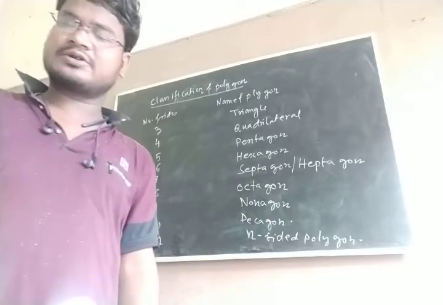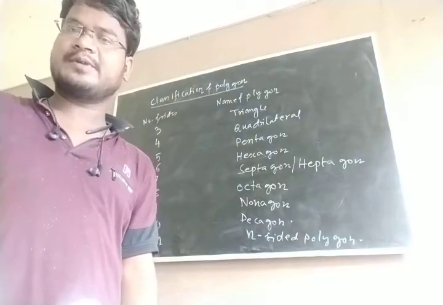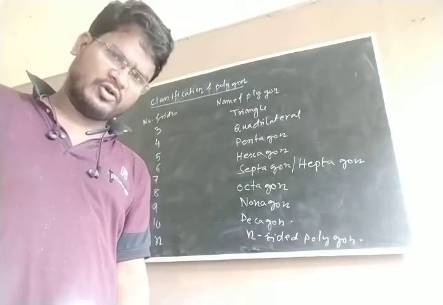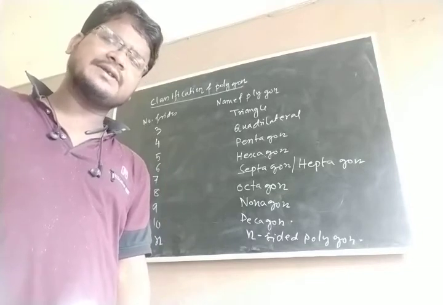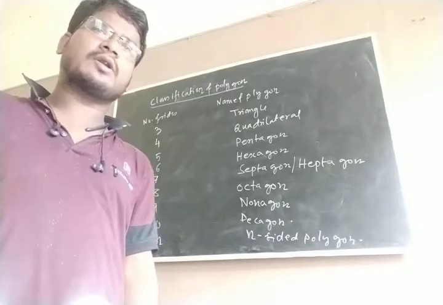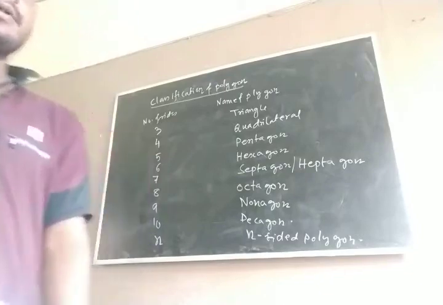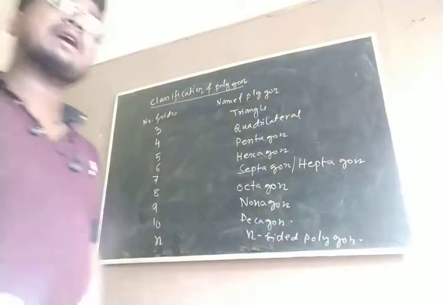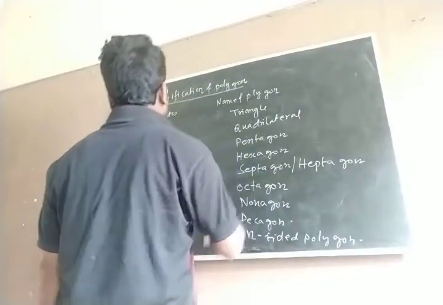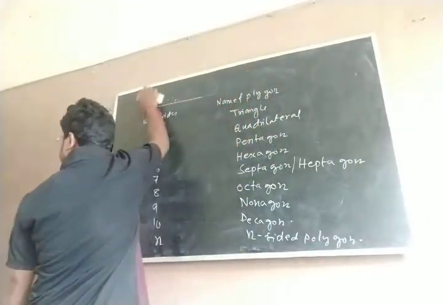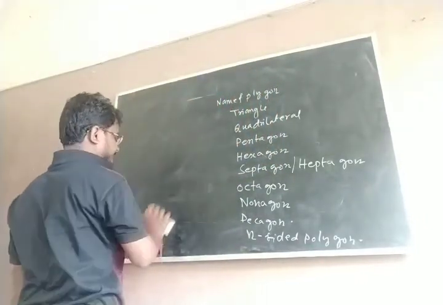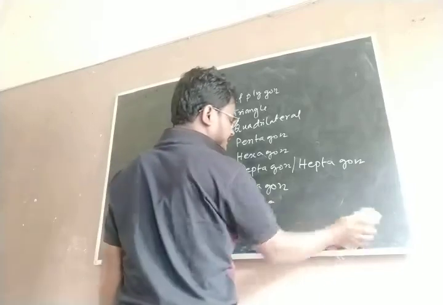Next, the polygons. Again, polygons are classified on the basis of sides and angles. Polygons are of two types: one is regular, another is irregular. What are regular? First, on the basis of sides and angles.